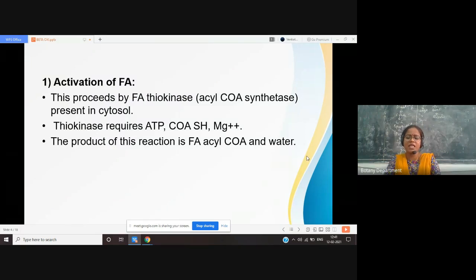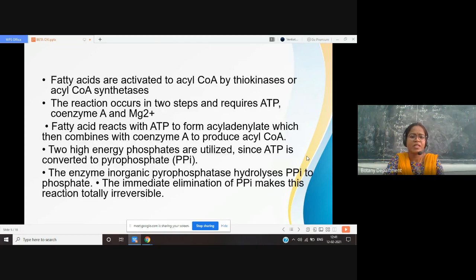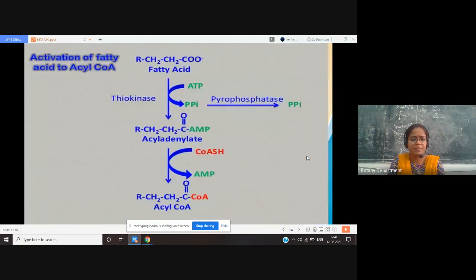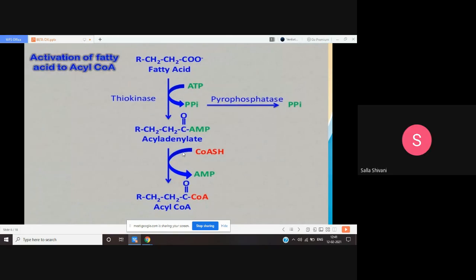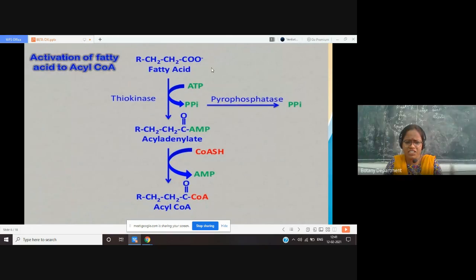Now we will see the equation. Then you will understand. Can you see, girls? See, this is the fatty acid. First step we are discussing. This is fatty acid.